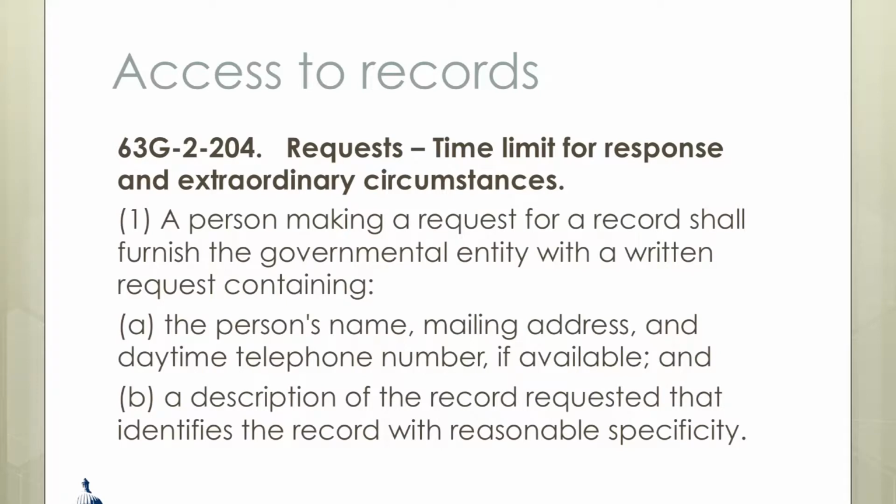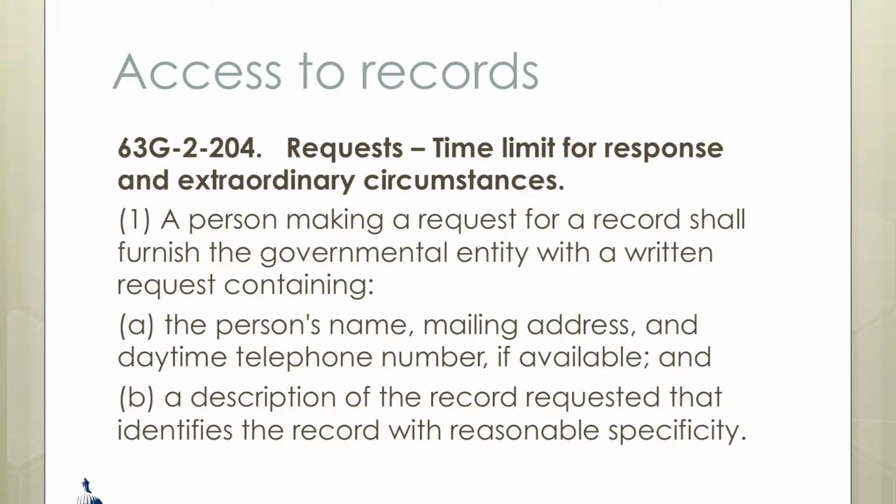That is the end of the first section about the basic general provisions. The next section of GRAMA is 201, and that is access to records. So we skipped over to 204 before 201, and starting with 204, it talks about requests for records, time limits, response, and extraordinary circumstances.